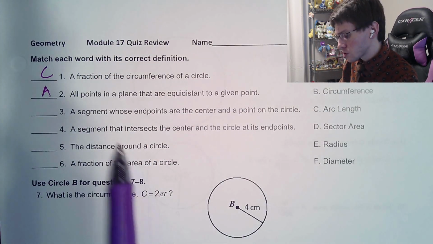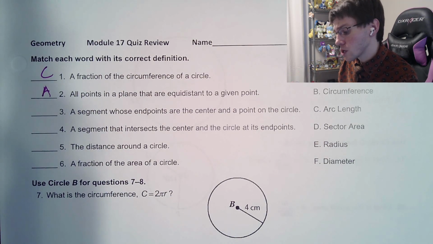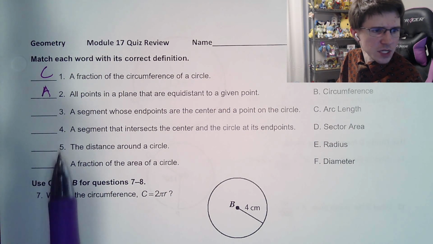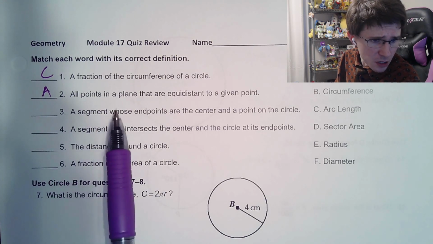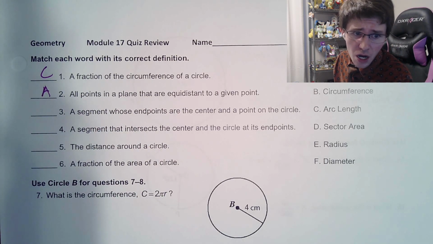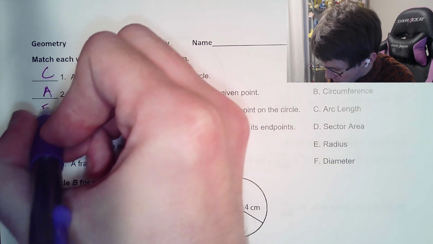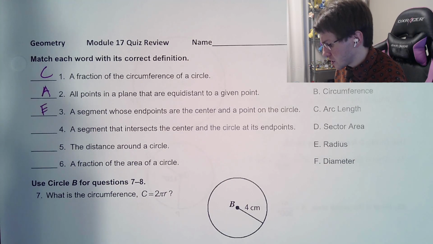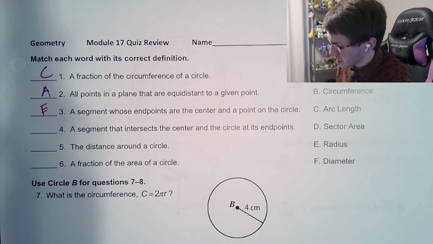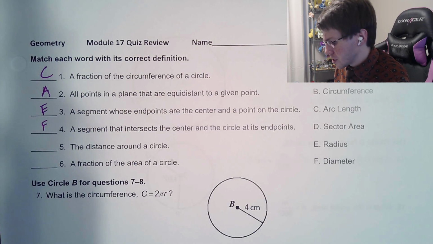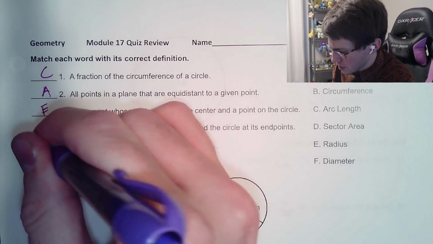I used a fancier word instead of all points. I used the words the locus of all points, because that's the more correct way of saying it. But anyways, a segment whose endpoints are the center and a point, so from the center to the edge, we call that a radius. A segment that intersects the center and the circle at its endpoints, that is a diameter going all the way across. The distance around a circle is our circumference.